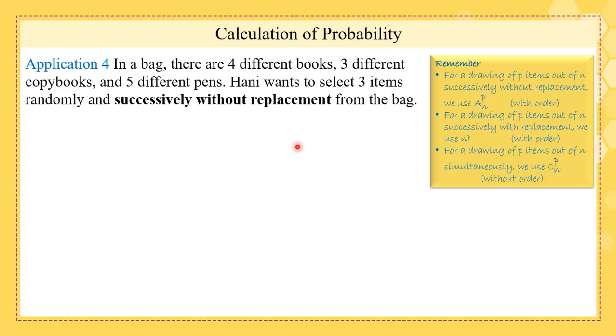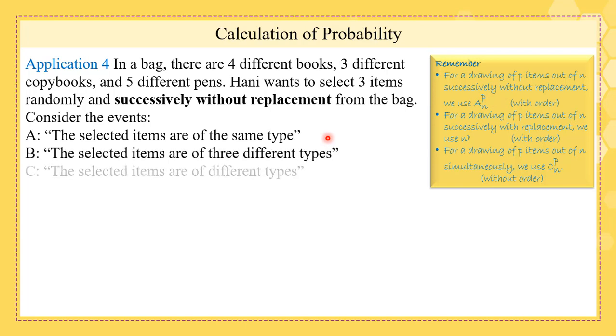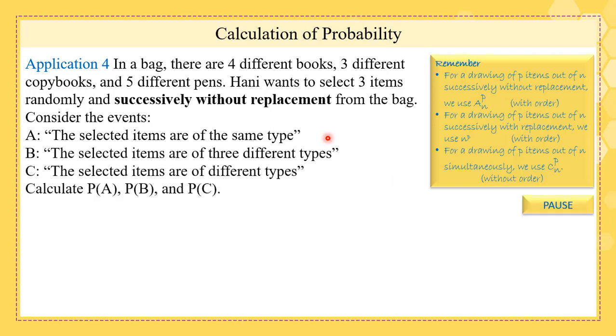Let's see this application. In a bag there are 4 different books, 3 different copybooks, and 5 different pens. So in fact, in this bag we have 12 items, and Hani wants to select 3 items randomly and successively without replacement. We are still in the case of successive without replacement, so we have to respect the order and we need to use the arrangement. Try to begin by calculating P of A.